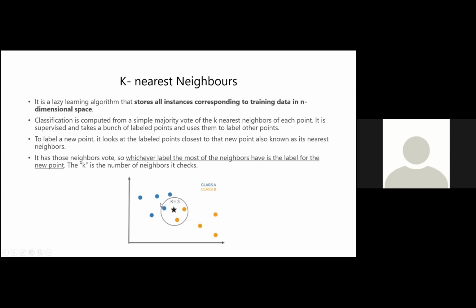When k is 3, it considers the 3 nearest points from this particular point, and it takes the class which is the majority for the given point. So here, since the orange points, which are class B, are more than the class A points, it identifies that the star belongs to class B.